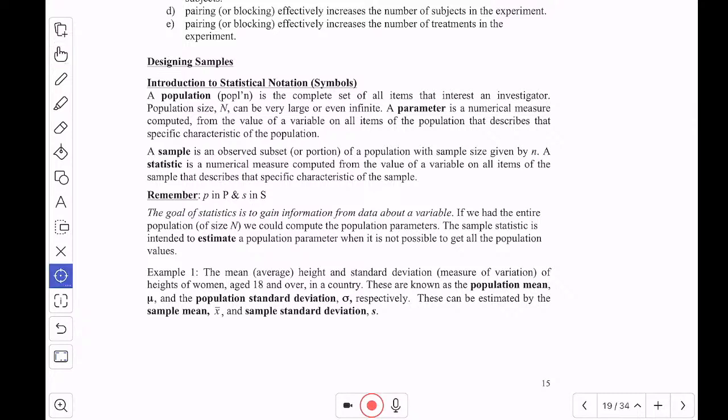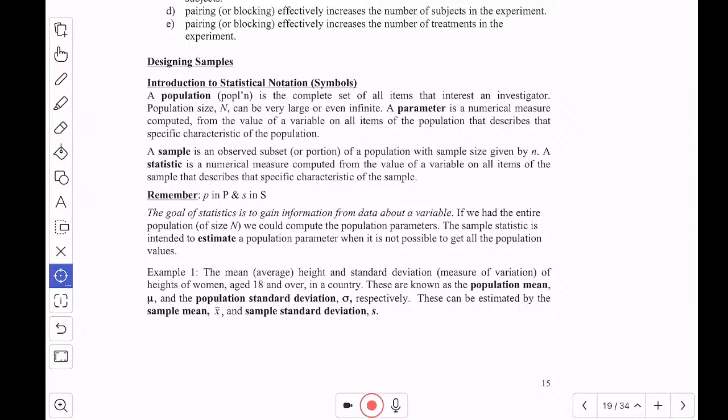So for the terminology, a population is the complete set of all items that interest an investigator. Population size, capital N, can be very large or infinite. We talked about this first class. A parameter is a numerical measure computed from the value of a variable on all items of the population that describes that specific characteristic. A sample, on the other hand, is an observed subset or portion of a population with sample size given by small n, and a statistic is a numerical measure computed from the value of a variable on all items of the sample that describes that specific characteristic of the sample.